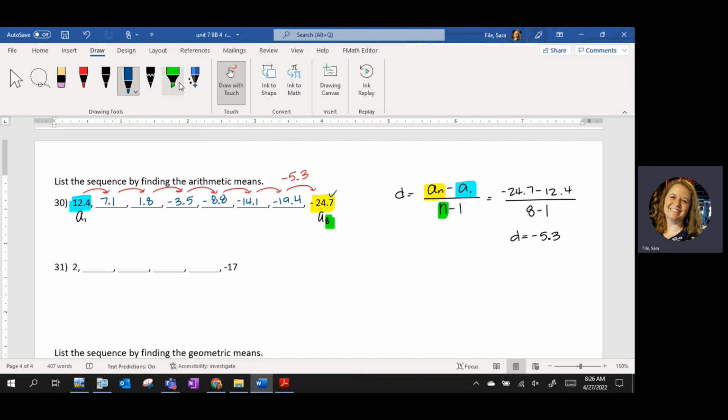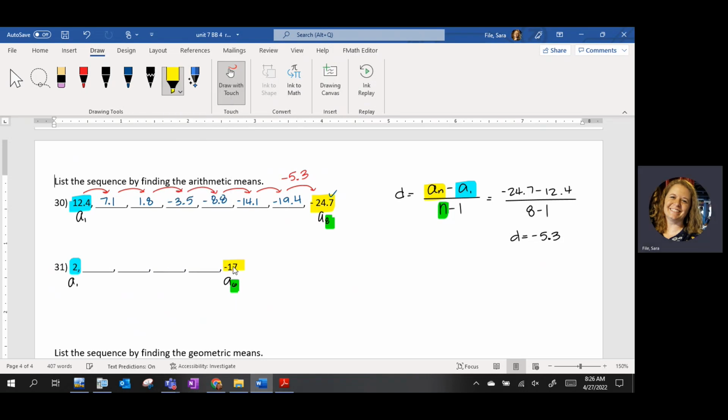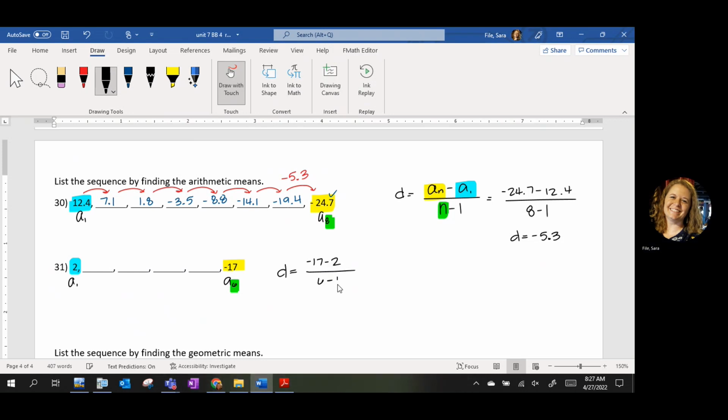All right, so we're going to do the same thing here. This is our A sub 1. And then this is 2, 3, 4, 5. So this is A sub 6 this time. So this time my n will be the 6. My first term is 2. And my last term is negative 17. But I'm using that same formula. Okay, so that is negative 17 minus 2 over 6 minus 1, to get my D value.